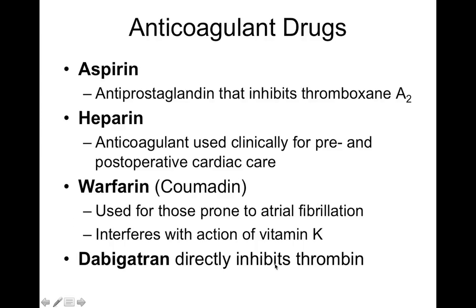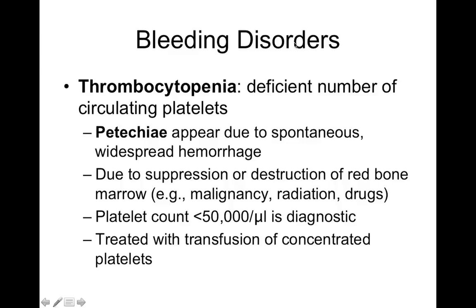So and then dabigatran, you guys, inhibits thrombin. So all of these are anticoagulants. Now, if someone's had a heart attack, then they go on aspirin pretty much for the rest of their life. You take a daily aspirin after a heart attack. So what about bleeding disorders?